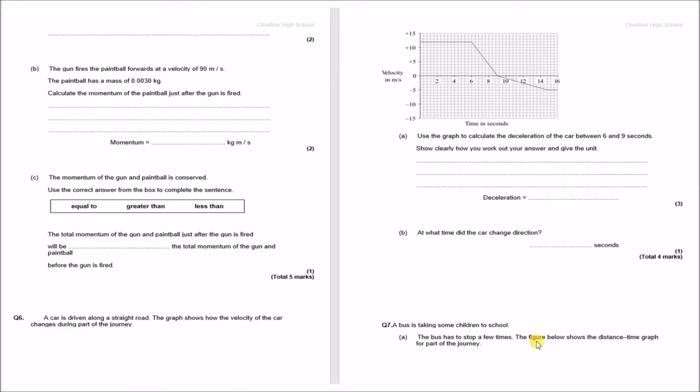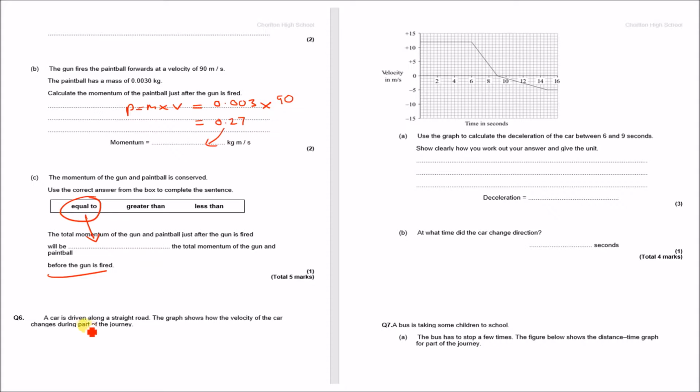Okay, moving on. The gun fires the paintball forwards at a velocity of 90 meters per second. So we know that P is equal to M times V, and that mass is 3 kilograms. And we're going to times that by 90. And if we do that, we will end up with 0.27. Okay, so the answer there is 0.27. The momentum of the gun and paintball is conserved. So the total momentum of the gun and paintball just after the gun is fired will be equal to the total momentum of the gun and paintball before the gun is fired.